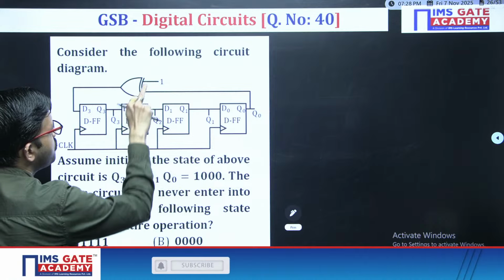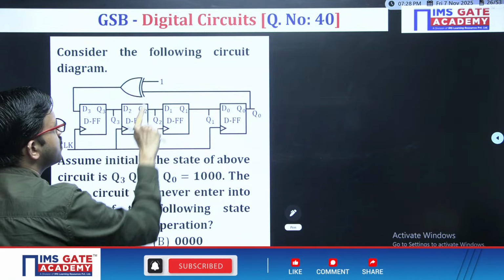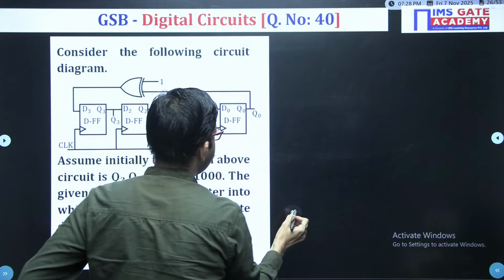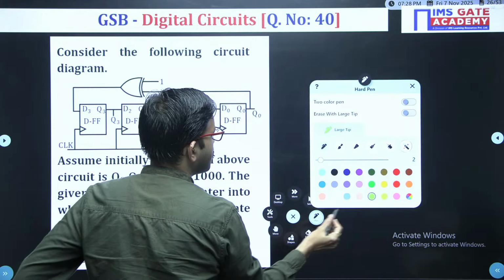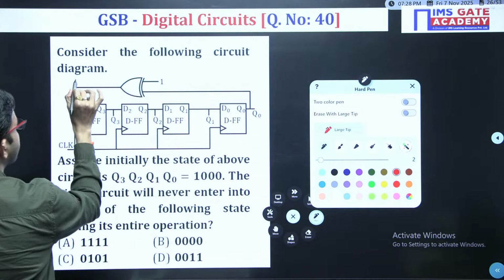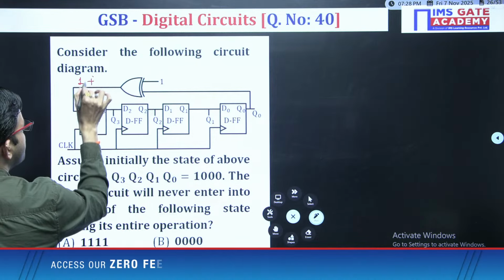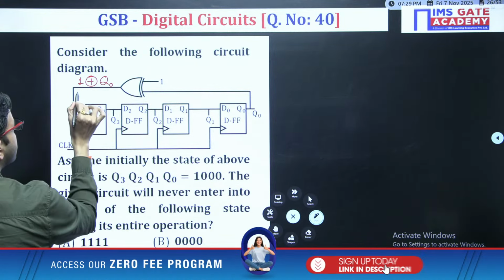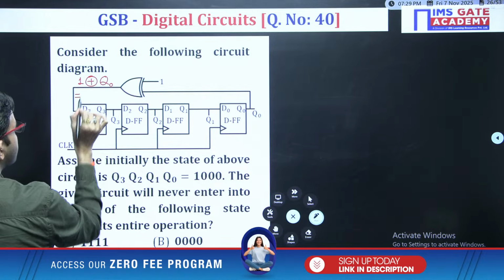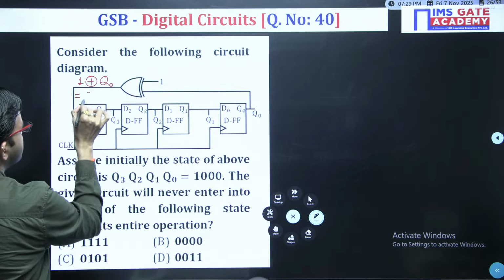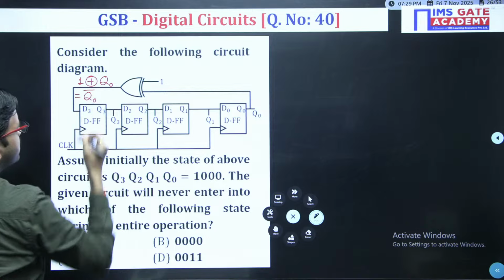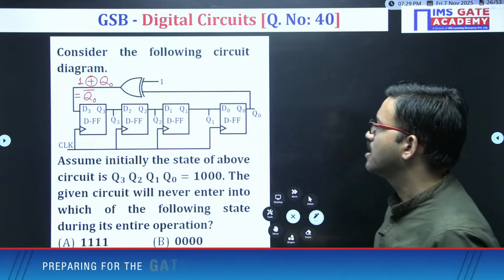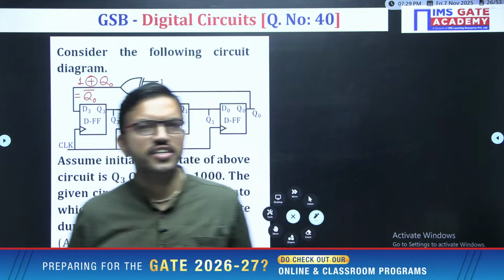Just observe here. You are having an XOR gate. Okay. One input is 1, the other input is Q0. So 1 XOR Q0 is what? 1 XOR Q0 is nothing but what? Q0 bar. 1 XOR Q0 is nothing but Q0 bar. Yes or no? Right. Now what is this? What is your observation point? Very simple.